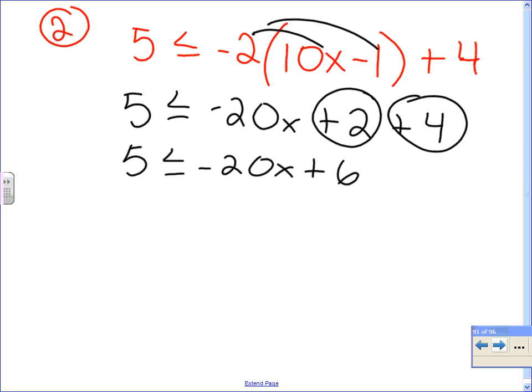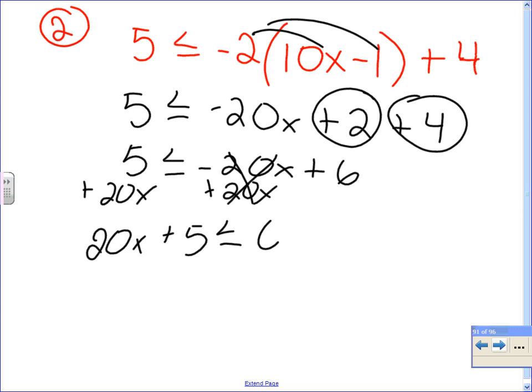Next step on the yellow paper tells us to do what? Braden, move the x's to the left. So Michael, how do we get negative 20x to the left? Add 20x to both sides. These are not like terms on this left side, so you are writing 20x plus 5 less than or equal to 6.